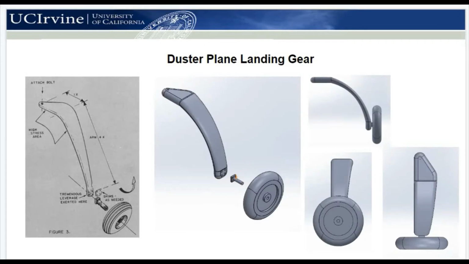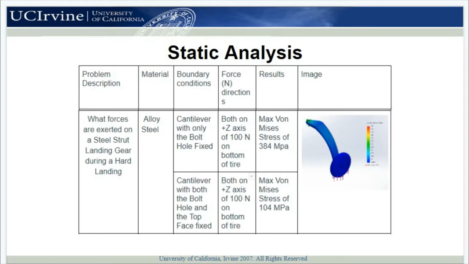The design was based on the image shown to the left and we expected to find the high stress points on the model during the landing. The first analysis we performed was a static analysis on the landing gear, which was made out of alloy steel. We fixed the landing gear in two different methods, the first being fixing only the top bolt hole and the second fixing both the bolt hole and the entire top face, which would be pressed against the underside of the airplane. We applied a load of 100 newtons in the positive C direction in order to simulate a hard landing.